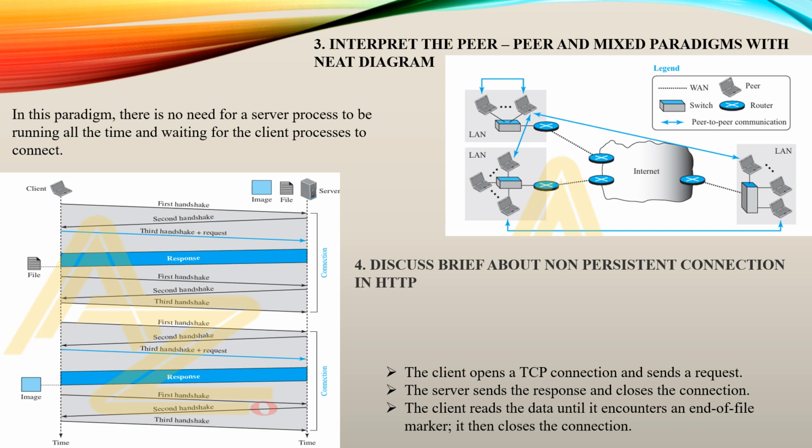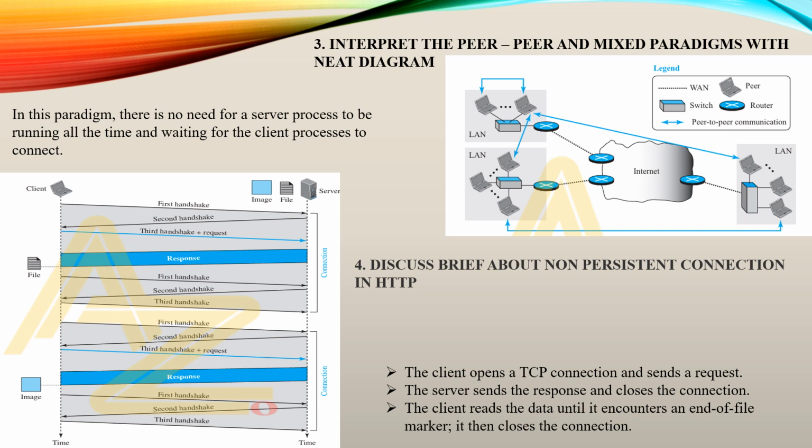So there is no client here and there is no server here. Let us say these are client 1, client 2 and client 3. All three clients keep communicating with each other through the internet. This is called peer-to-peer communication. Mixed paradigm is nothing but when you have the peer-to-peer and client-to-server models in one paradigm, and that is said to be the mixed paradigm.